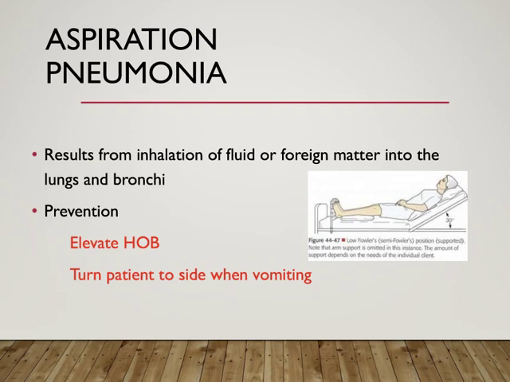As we said, aspiration pneumonia results from inhalation of fluid or foreign matter into the lungs and bronchi. To prevent aspiration, we elevate the head at least 30 degrees. And if the patient starts vomiting, we turn them on their side. So we always turn a patient on their side when they start vomiting.